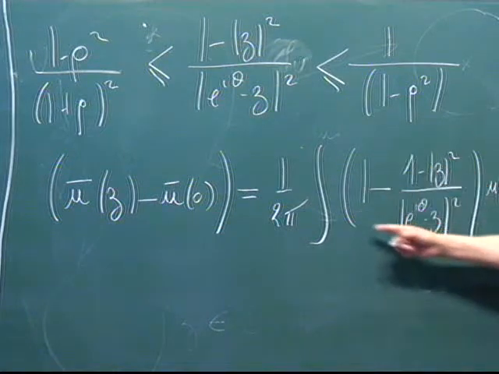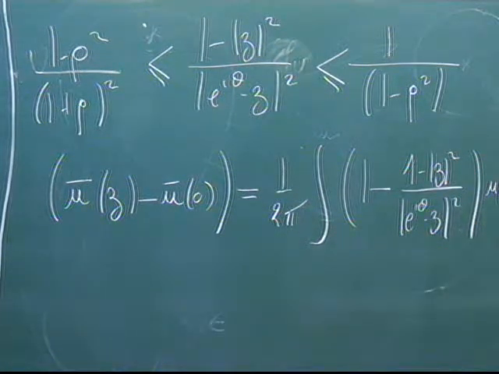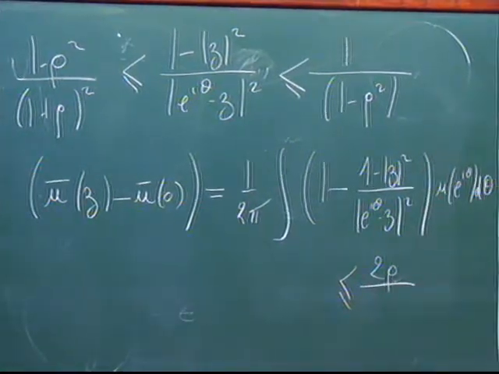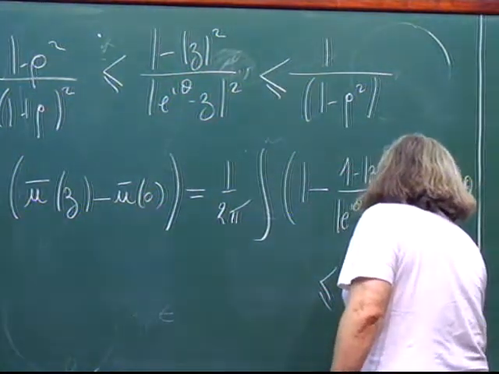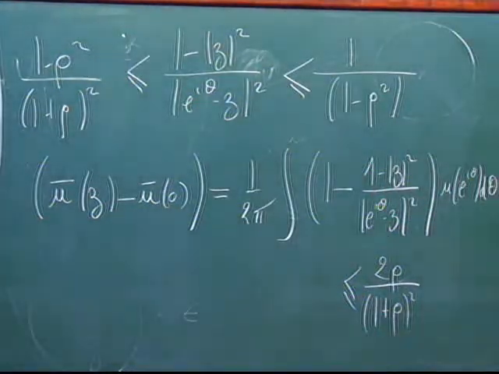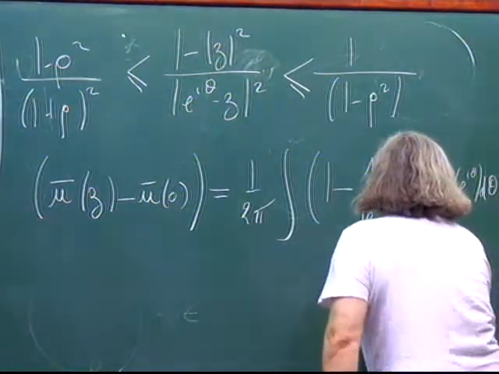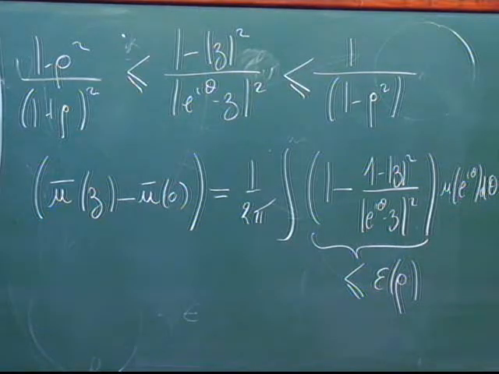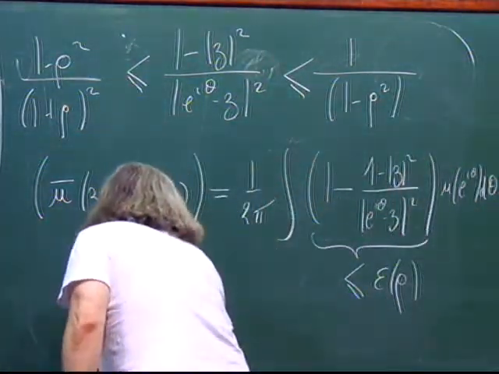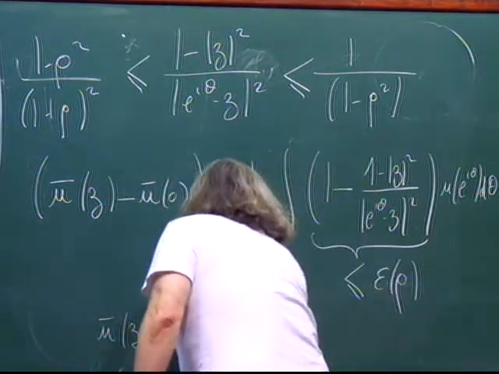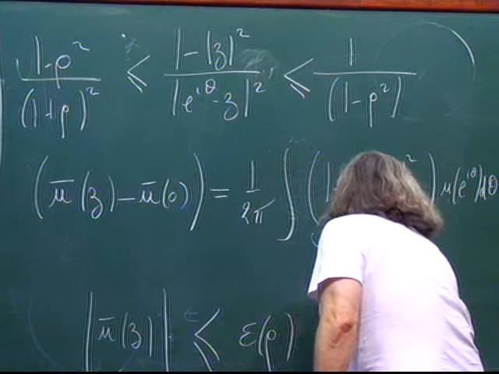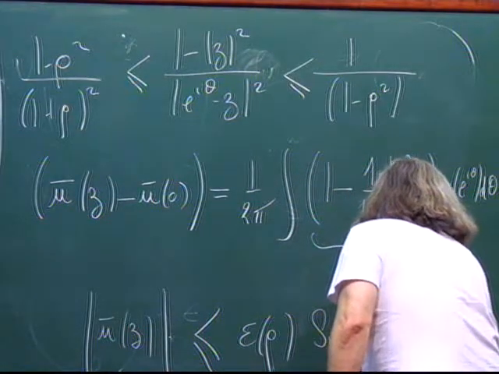You see that this quantity here is bounded by a function only depending on rho. And I can compute it here. I think it's 2 rho. I think this is less than 2 rho. I think this is what it is, but that's not important. Let me call this quantity less than epsilon of rho. So you get that if U bar of 0 is 0, you get that the modulus of U bar of Z is less than epsilon of rho times the sup of U.